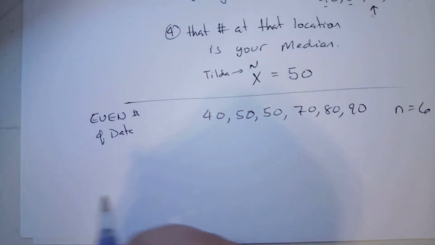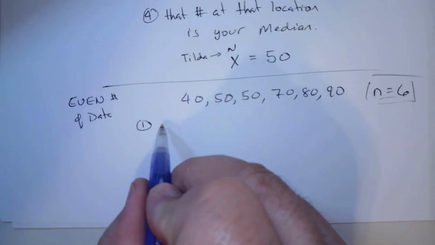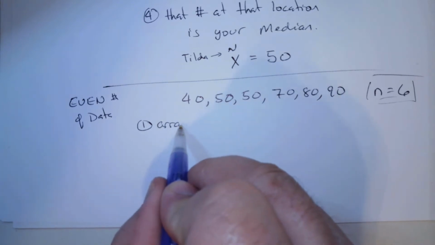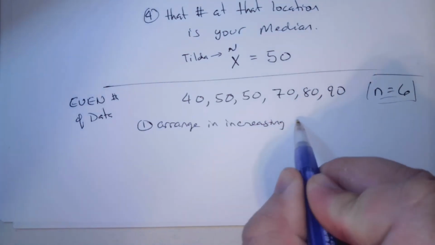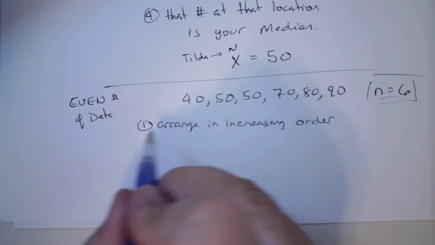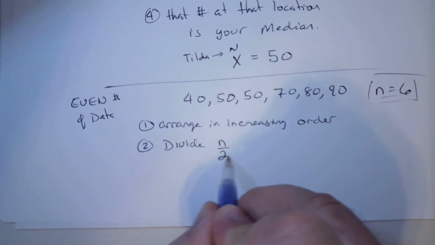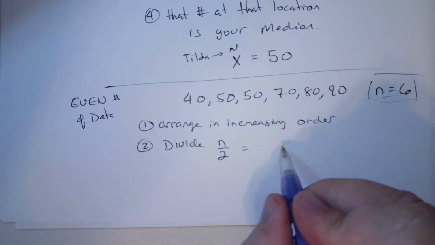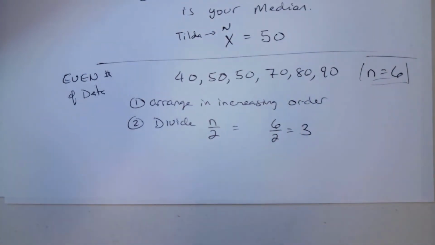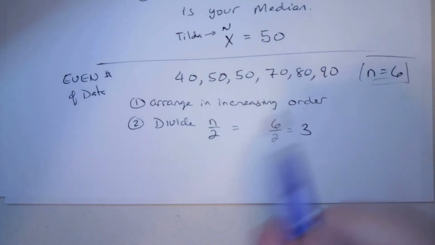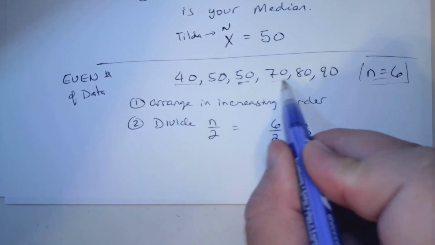Now we have 6. It's an even number. Again, the steps are the same in the first part. Arrange in increasing order. Divide n by 2. We get 6 divided by 2, we get 3. If you look at it, it's not really the middle number because the third number is 50. There's 2 numbers on this side, there's 3 numbers there. We can't do that.